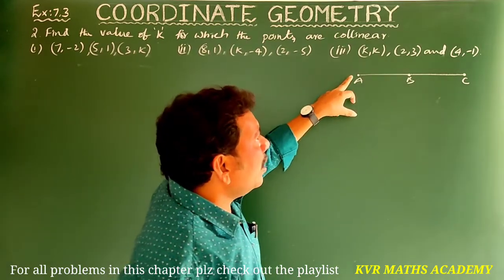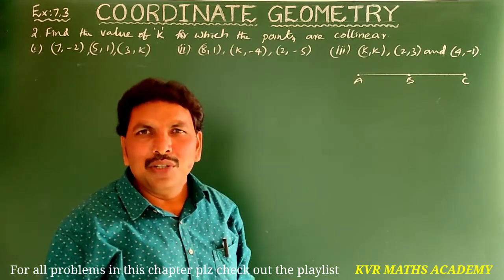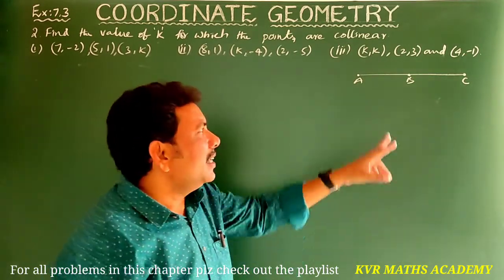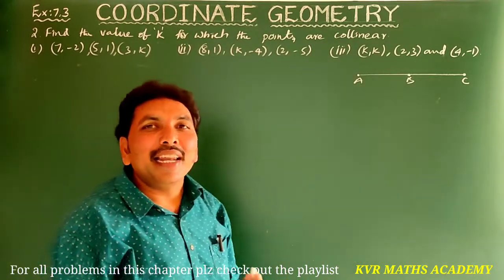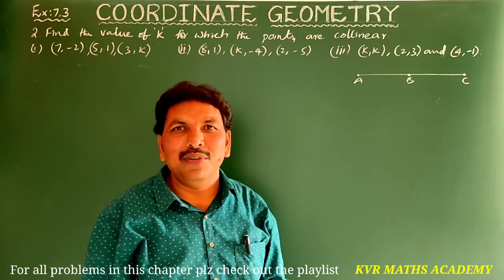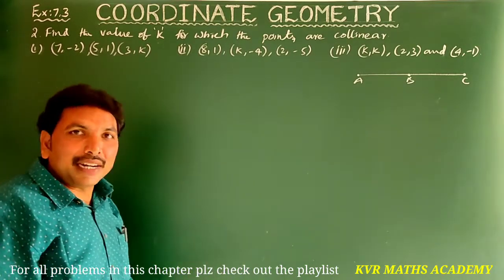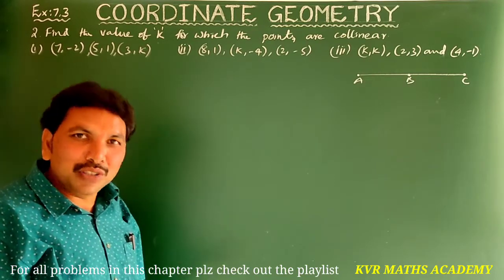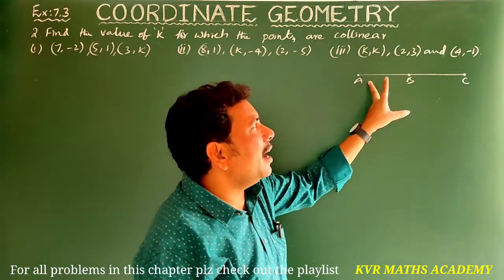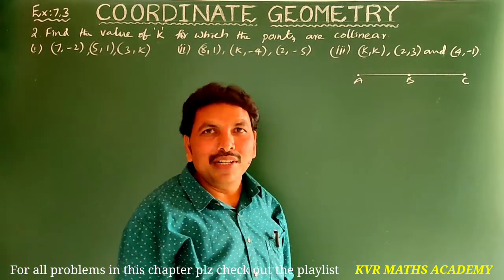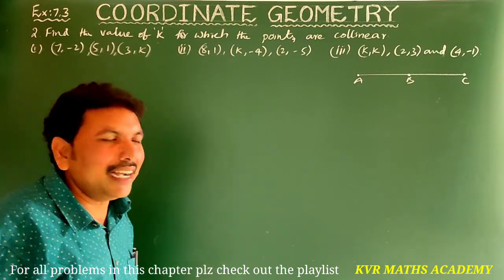Right. So collinear points means the area bounded by these 3 points should be 0, isn't it? The area of the triangle should be equal to 0. For each case in this problem, we should find the area of the triangle and it should be equal to 0, right? Why? Because there is no area between these 3 points. That's why we equate the area of the triangle to 0, right?